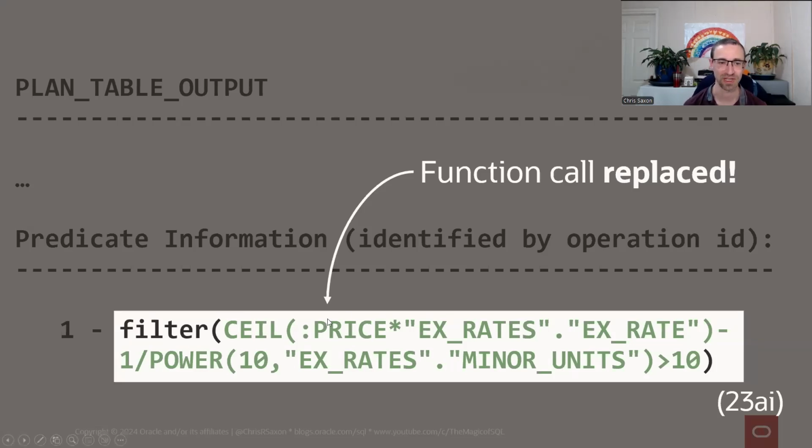Rather than the function in the predicate section, you'll actually see that underlying formula. So the function, again, at runtime no longer exists. And the cool thing is we only had to flip a flag. That was it. You didn't have to write any more code. It is transparent to you.